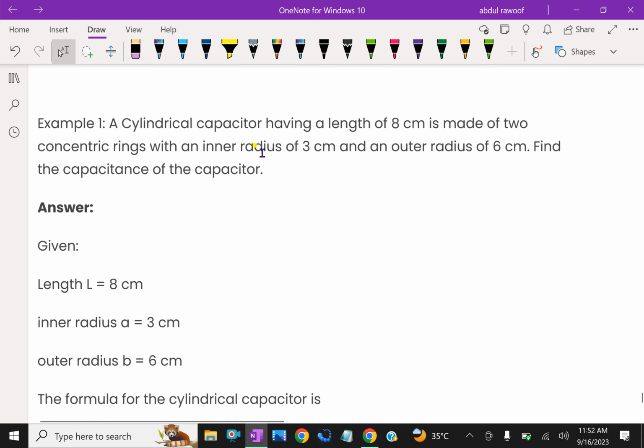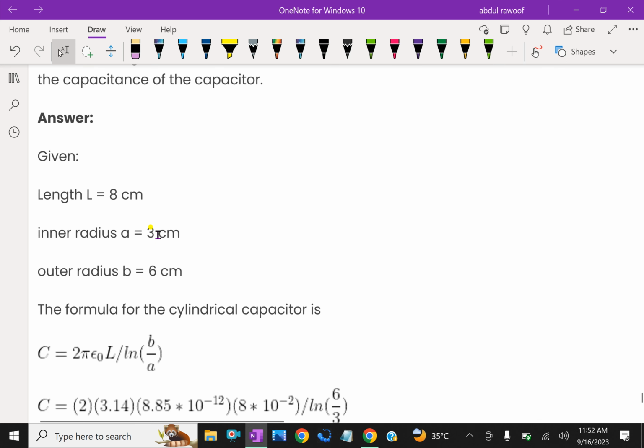Now let us do an example problem. A cylindrical capacitor having a length of 8 cm is made of two concentric rings with an inner radius of 3 cm and an outer radius of 6 cm. Find the capacitance of the capacitor. Given: length is 8 cm, inner radius is 3 cm, outer radius is 6 cm.